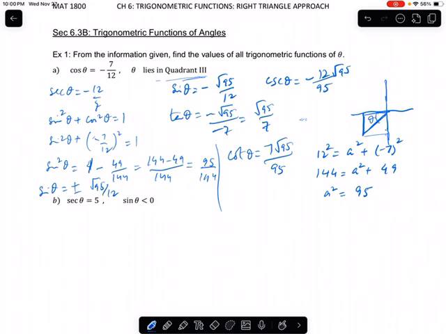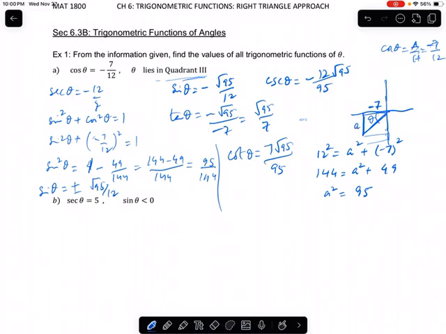So cosine is adjacent over hypotenuse, and we are given that cosine of theta is minus 7/12. Now the hypotenuse is never negative, it will always have a positive value. So if we have a negative sign with our fraction, then that negative sign will go with the adjacent in this case. So over here we will say negative 7.